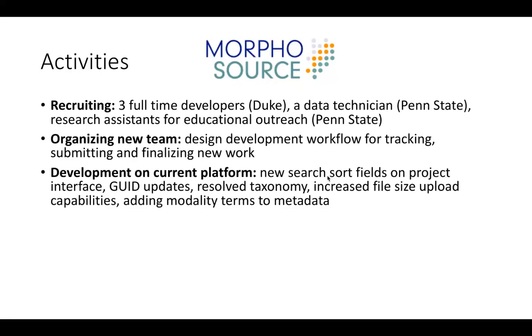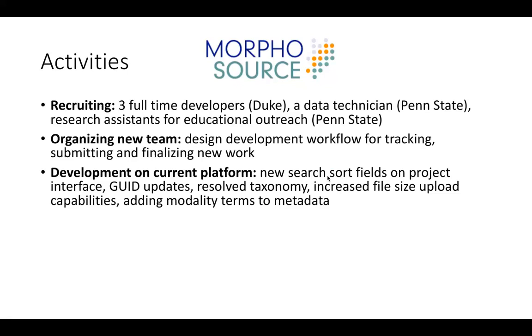We've been doing development on the current platform as part of our work to support our current user base and the oVert TCN. This included developing new search and sort fields on the project interface to help users with large amounts of data in their projects. It included globally unique identifier updates, adding ARK IDs, and switching to a new DOI provider. We resolved our taxonomy so that we could provide a hierarchical sorting mechanism for all on the site, improving the searchability that way.